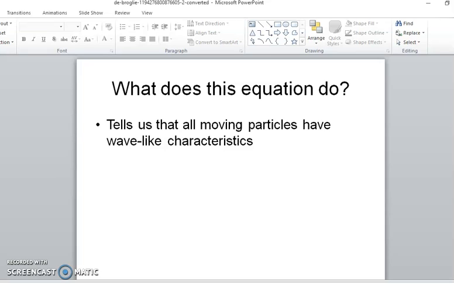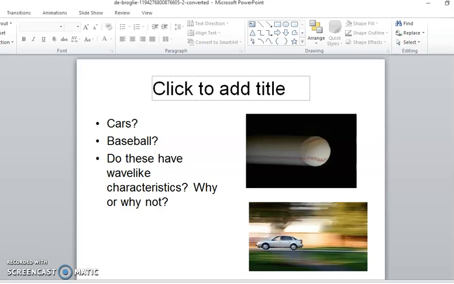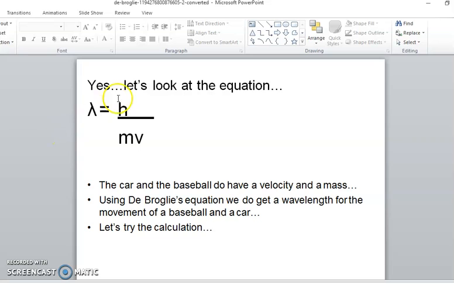Then, what does this equation tell us? That all moving particles have wavelength characteristics. Let us check. I told you a car, a baseball, and whatever it may be. Do these have wavelength characteristics? Why or why not? Okay, we'll check. Lambda is equal to h by mv. The car and the baseball do have a velocity and a mass, of course. Using the de Broglie equation, let us calculate the wavelength of the movement of a baseball or a car.